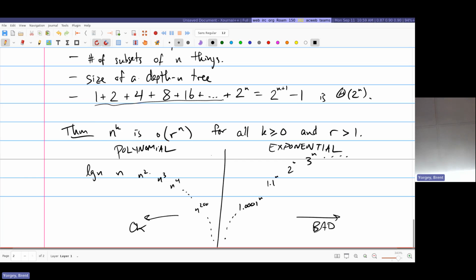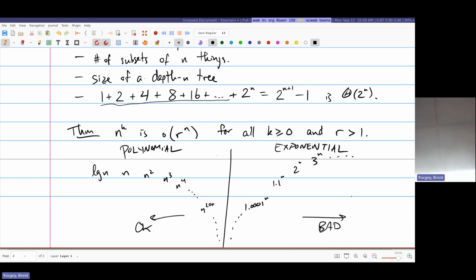We don't have time to mention theta of n factorial. If you have a theta of n factorial algorithm, you should run screaming. It's even worse than 2 to the n. So I think Joust mentioned the sorting algorithm where you look at every possible permutation of your input list and pick the one that is sorted. Yeah, don't do this.